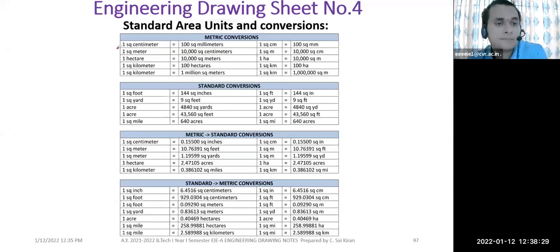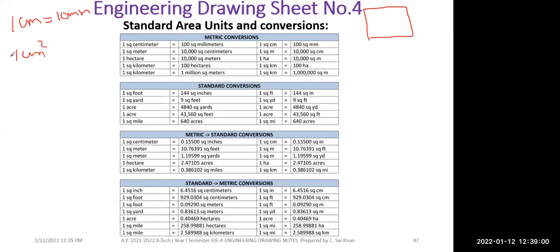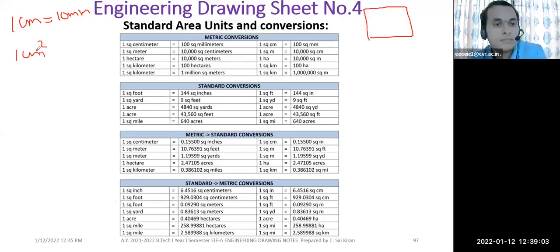Here I'll explain. Suppose you already know that 1 centimeter equals 10 mm. So here, this side is 1 centimeter, this side is 1 centimeter. So 1 centimeter into 1 centimeter, we call it 1 square centimeter, 1 cm square, because we multiplied 1 into 1, it will be 1, and cm into cm, it will become cm square.